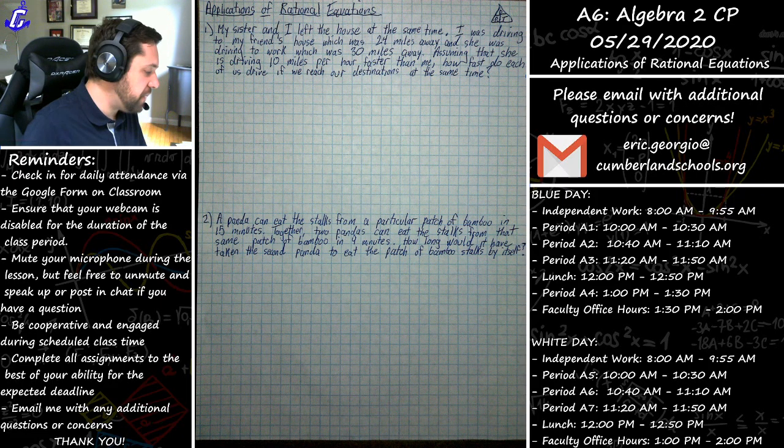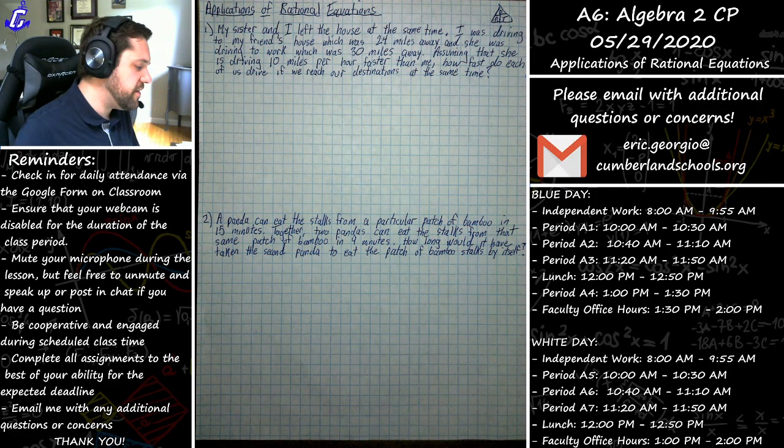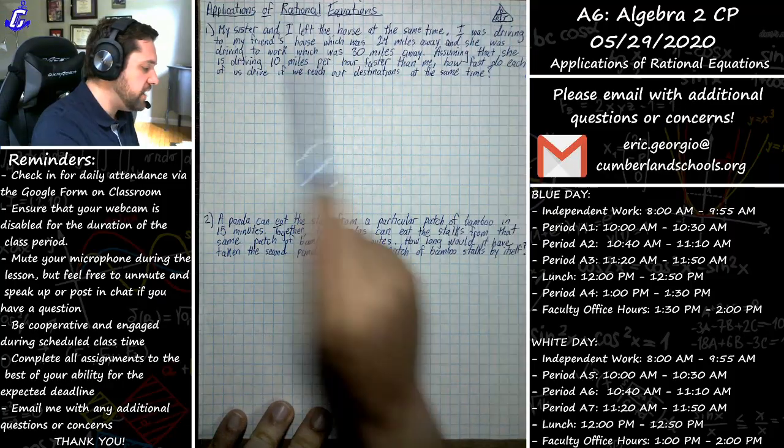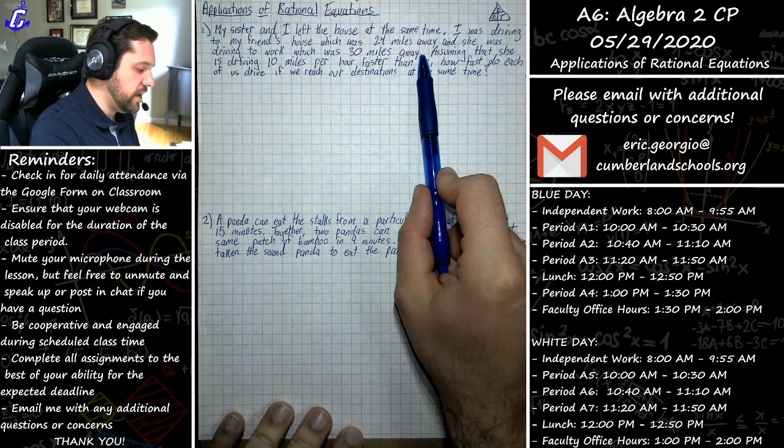So with the very first problem, it's a distance, rate, and time problem. It says, my sister and I left the house at the same time. I was driving to my friend's house, which was 24 miles away, and she was driving to work, which was 30 miles away.